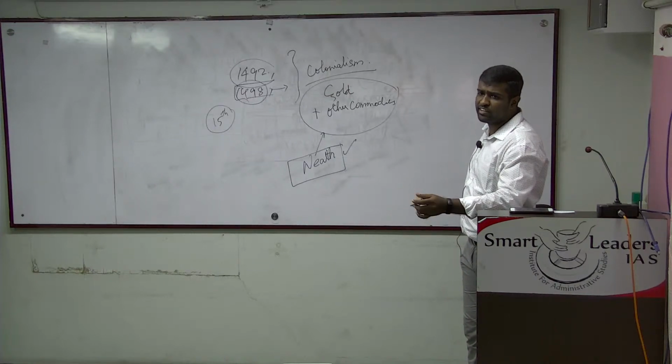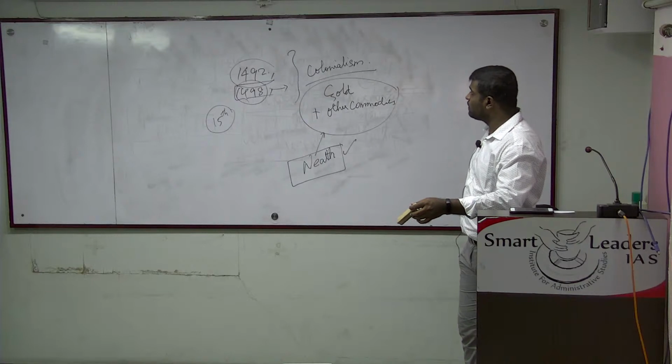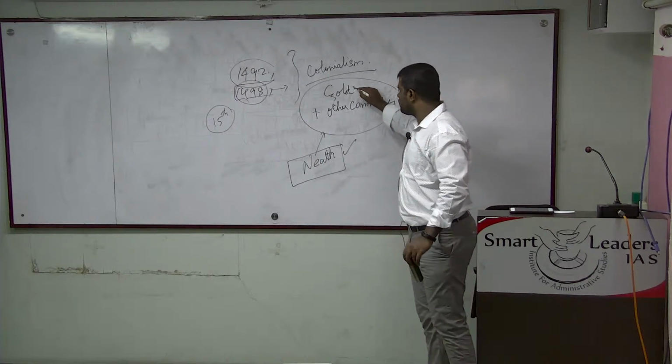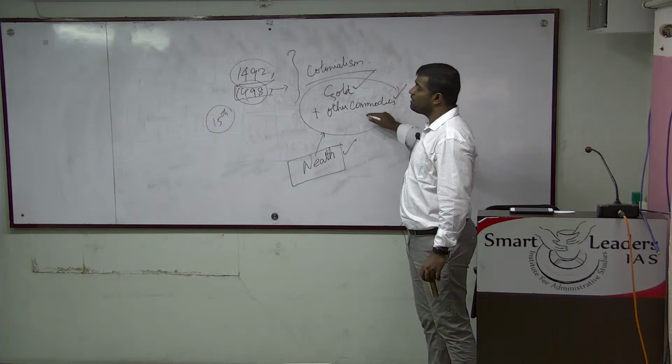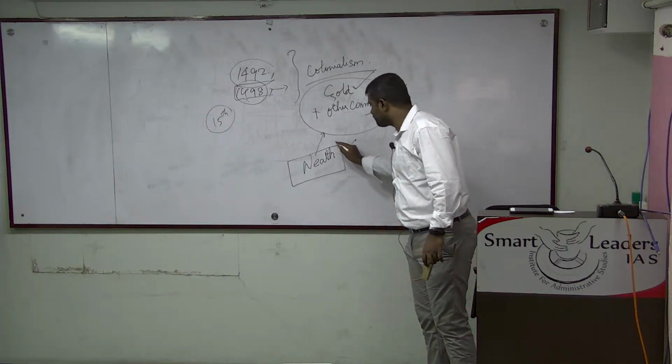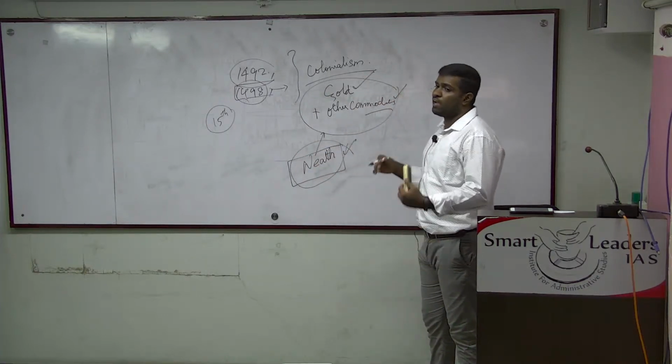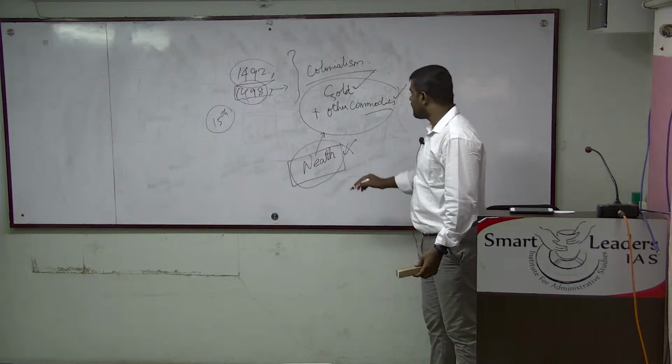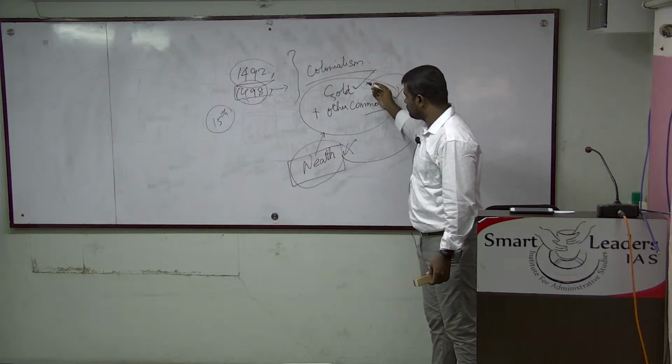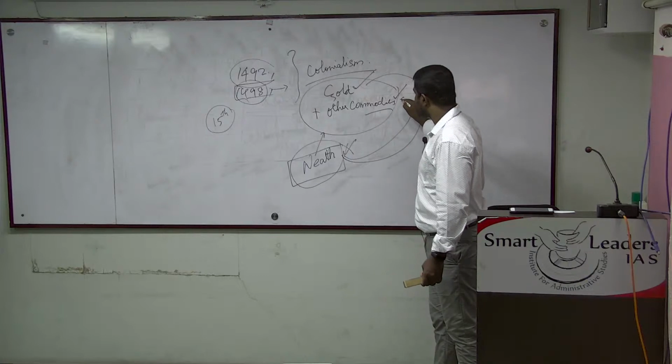Whatever is valuable in terms of money, we will be trying to increase it. We'll be trying to increase our income. But in those days, they were only trying to increase gold and other commodities from elsewhere. So this was the concept of wealth. If I am going to increase my wealth, it means that I have to go in search of gold and other commodities.